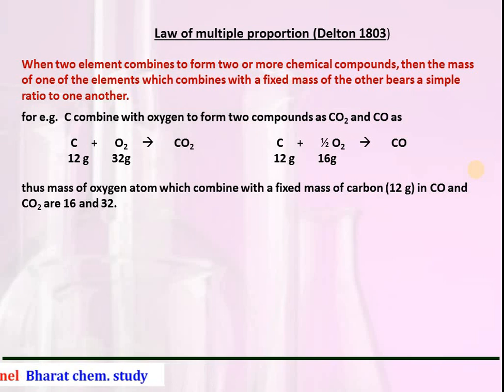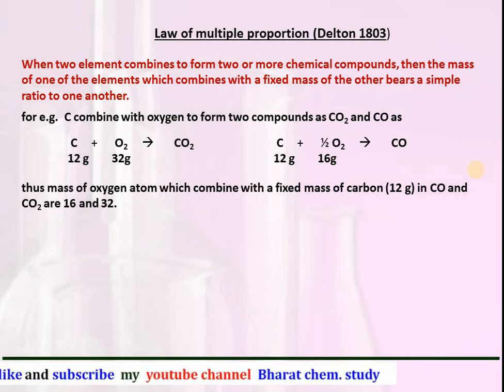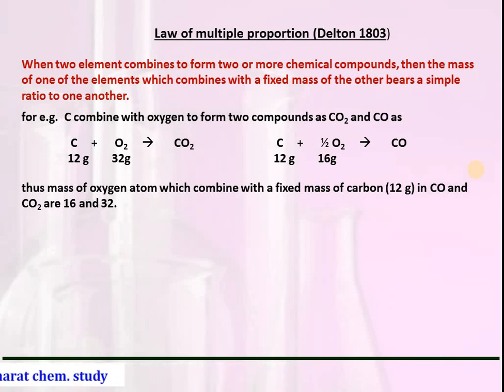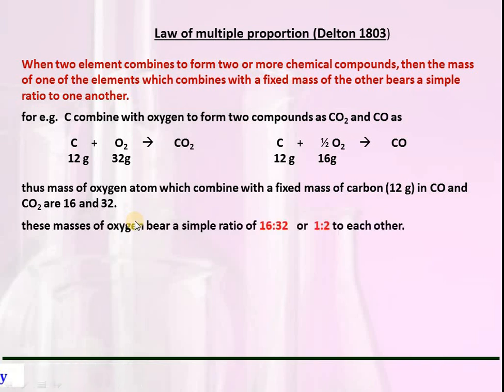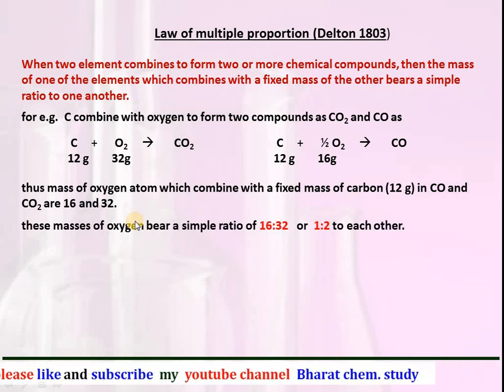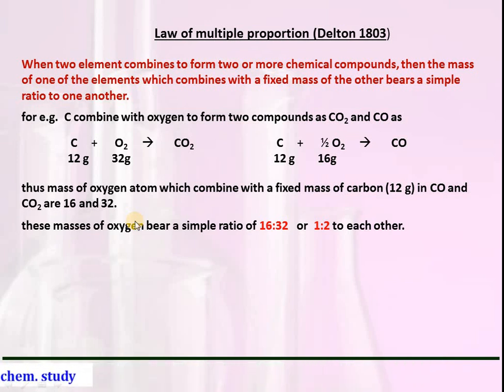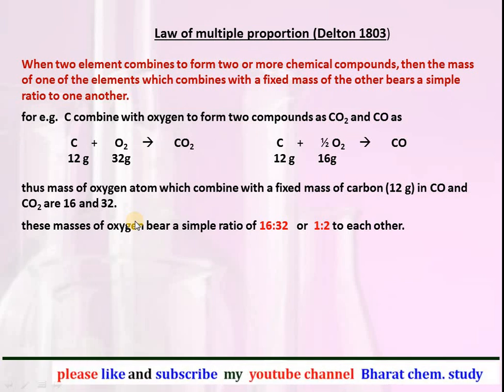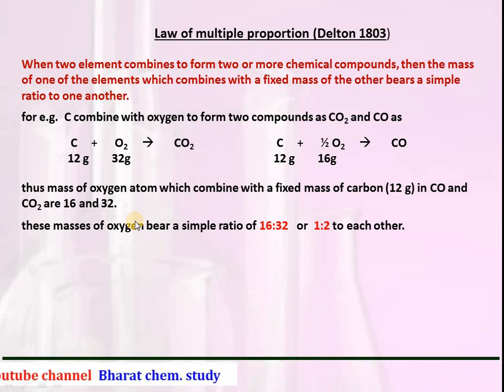Thus, the mass of the carbon here in both experiments is fixed, that is the same. Thus, the mass of oxygen which combined with a fixed mass of carbon, that is 12 gram, in carbon monoxide and carbon dioxide is 16:32, that is the ratio comes to be 1:2, which is a simple ratio. Hence, we can say the law of multiple proportion is satisfied. So, in a numerical of the law of multiple proportion, we have to fix the mass of the same atom in both the equations, and then the ratio of the masses of the other atom must be taken. If it comes to be a simple whole number ratio, then the law of multiple proportion is followed.